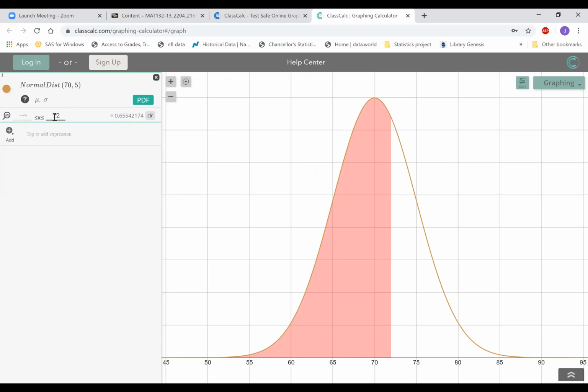So the probability that X bar is less than 72 is equal to 0.6554. Any questions for B? All right, so let's do C together.